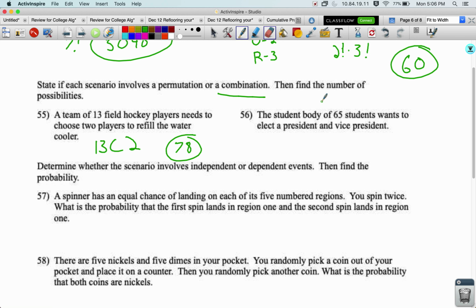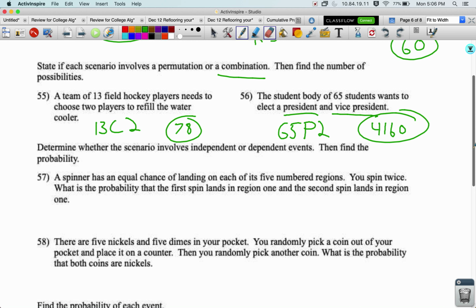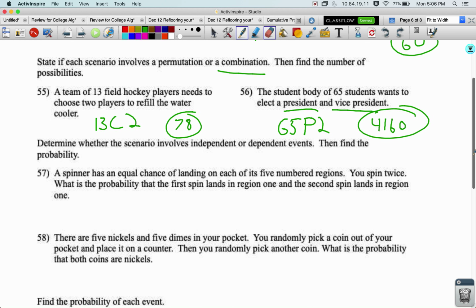Now in the next one, we've got to choose a president and a vice president. So there the order does matter. It's different if we pick Billy for president and Joe for vice president versus the other way around. So we want to do 65 P 2. We'll see we get a much bigger number with permutations because of all those extra combinations that are just rearrangements. So 4,160.